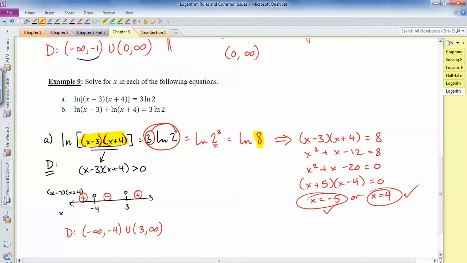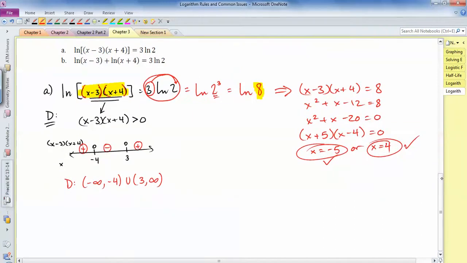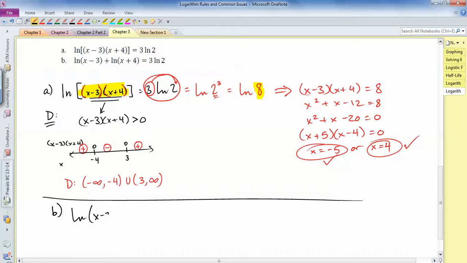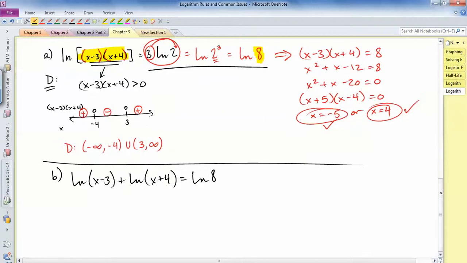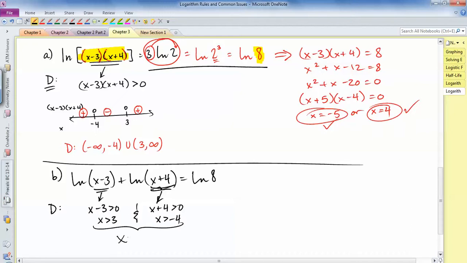Okay. In part B, we have a different version of this problem. In part B, we've got ln of (x minus 3) plus ln of (x plus 4) equals 3 ln of 2, which we already said 3 ln of 2 is ln of 8, so I'll just write that here. If we look at the domain for this one, we know that this guy has to be greater than 0, so x has to be greater than 3. And this guy has to be greater than 0, so x has to be greater than -4. They both have to be true, so really you can sum all that up with just x has to be greater than 3. Okay, so that's my domain.